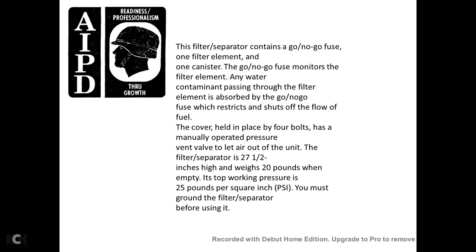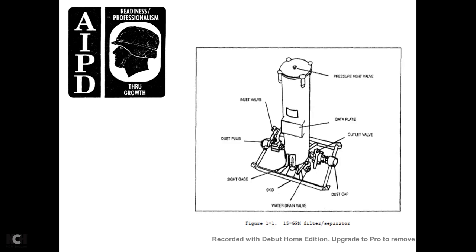The filter separator contains a go, no-go fuse, one filter element, and one canister. Water and contamination pass through the filter element and are absorbed by the go, no-go fuse, which restricts or shuts off the flow of fuel. The cover, held in place with 4 bolts, has a manually operated pressure vent valve. The layout of the unit: the filter separator is 27.5 inches high and weighs about 20 pounds when empty. The top working pressure is 25 pounds per square inch, and you must ground the filter separator before using it.